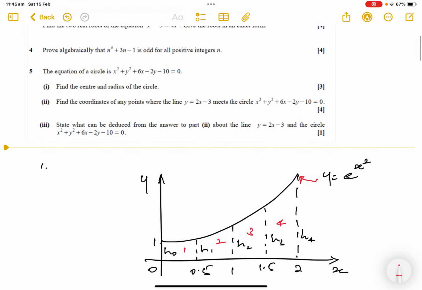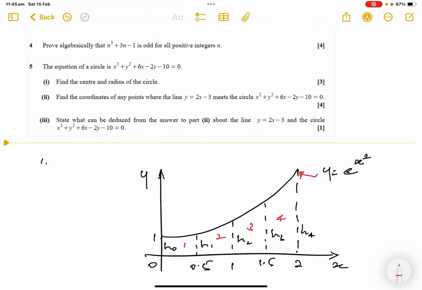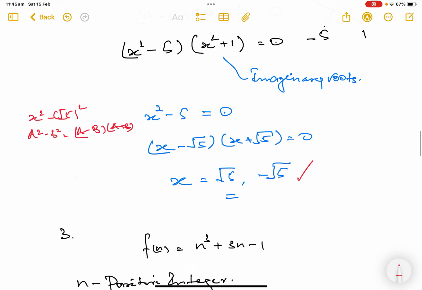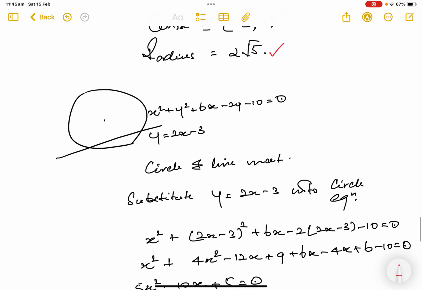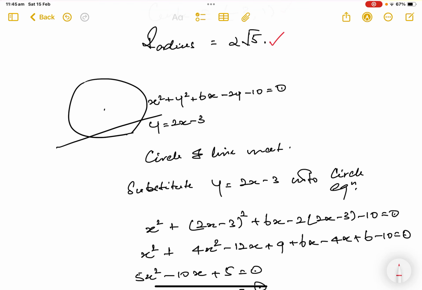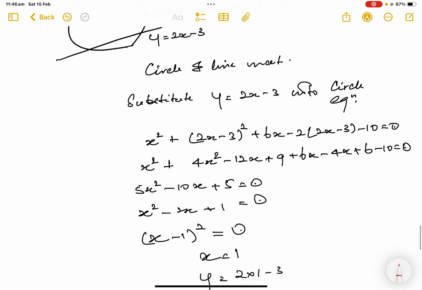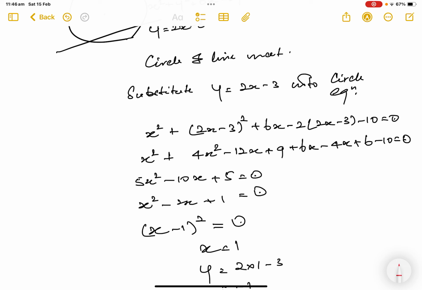Now the line actually meets the circle, so we can substitute the line equation into the circle. Substitute y equals 2x minus 3 into the circle's equation. So x squared plus, instead of y, 2x minus 3 squared, plus 6x minus 2 times 2x minus 3, minus 10.